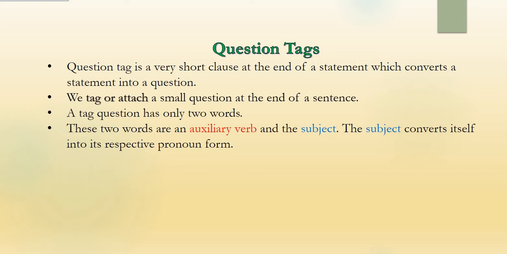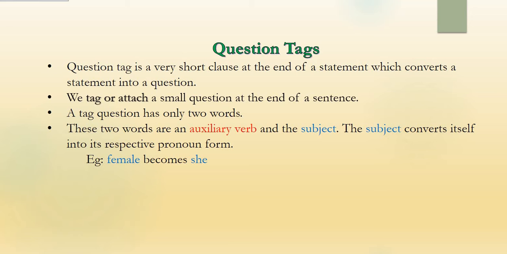A sentence consists of a subject, a verb and an object. Here we should bother about only the subject and the auxiliary verb, not even the root verb. I will tell you how to do that. The subject converts itself into its respective pronoun form. Here we don't use the subject directly, but instead we convert it into its respective pronoun form, like this.